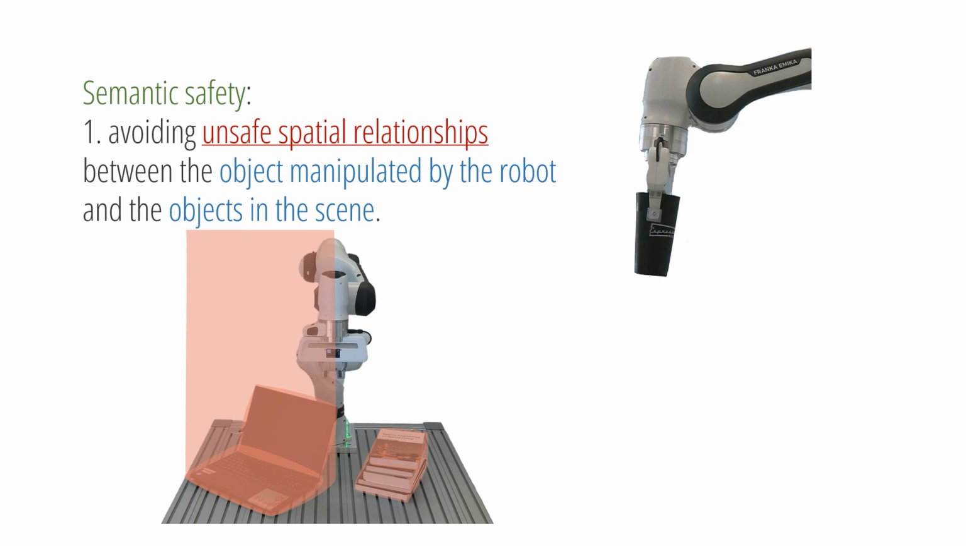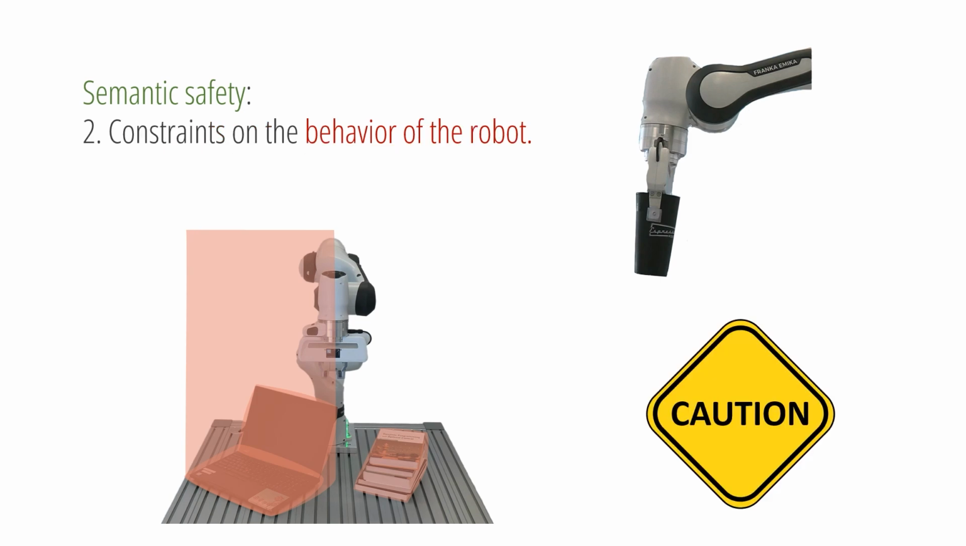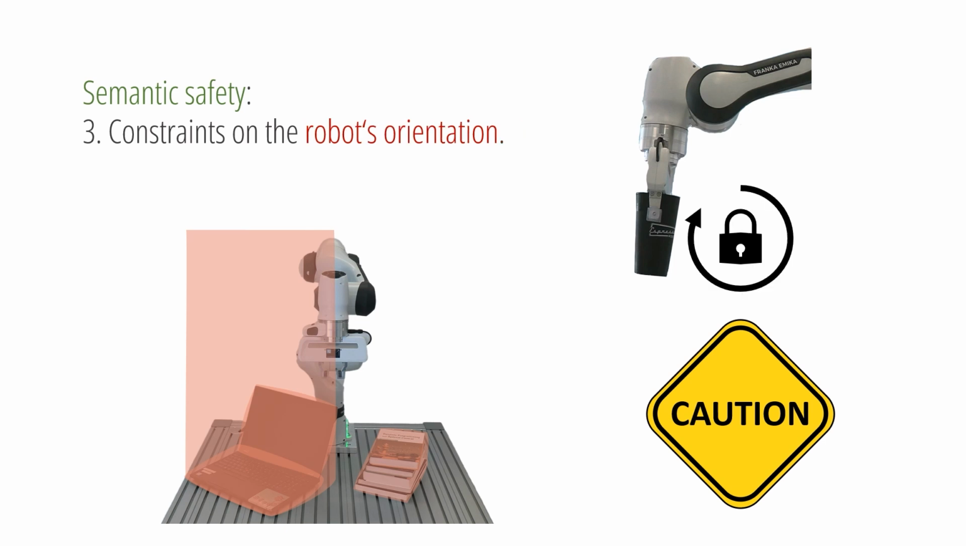These positional relationship constraints avoid unsafe spatial relationships between the object manipulated by the robot and the objects in the scene. In addition, we consider semantic constraints on the behavior, for example, such that the robot moves more cautiously when transporting a cup of water around electronic devices. Finally, we account for constraints on the robot's orientation. By holding the cup of water straight, the robot can prevent spilling.